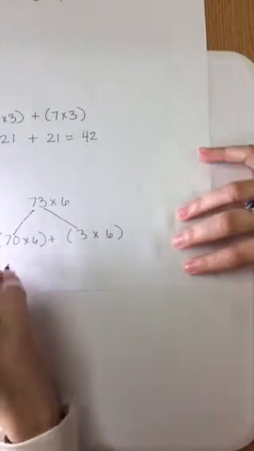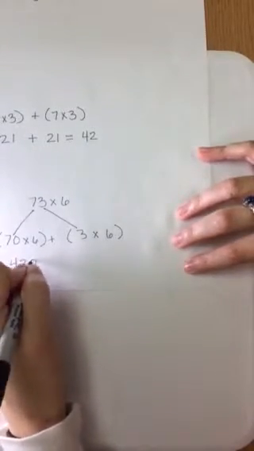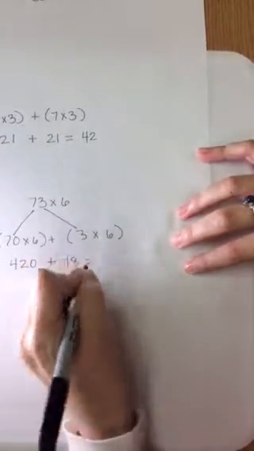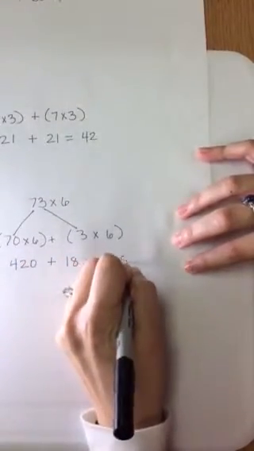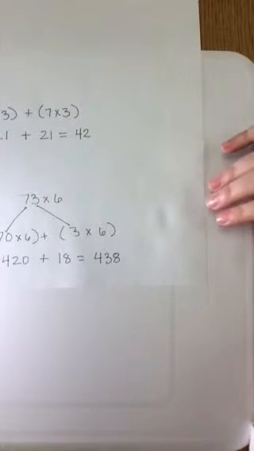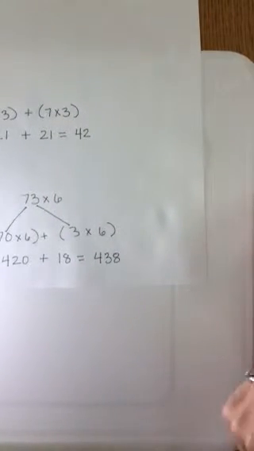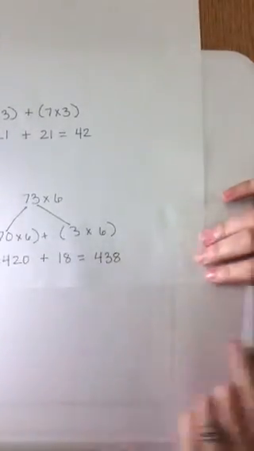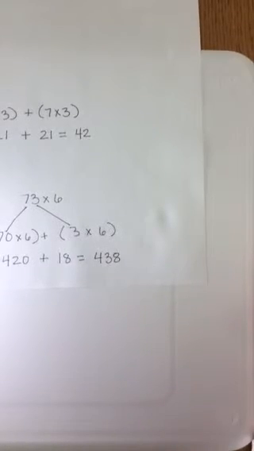So 70 times 6, 420, plus 3 times 6 is 18, would give you 438. So this just shows that the distributive property isn't just beneficial when learning multiplication facts, but it's a beneficial skill to have even as an adult with multiplying larger numbers and possibly even being able to do them in your head if these are facts that you could do in your head.